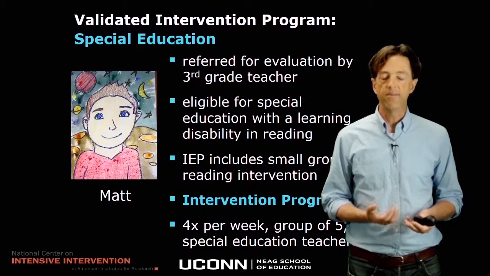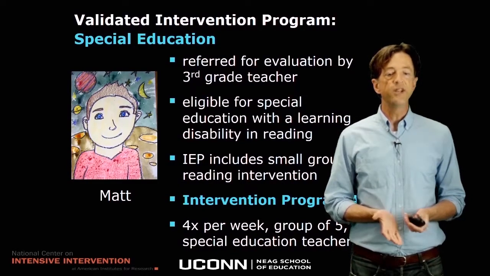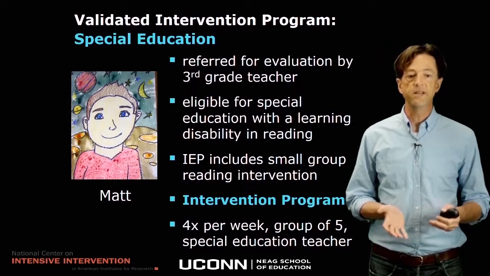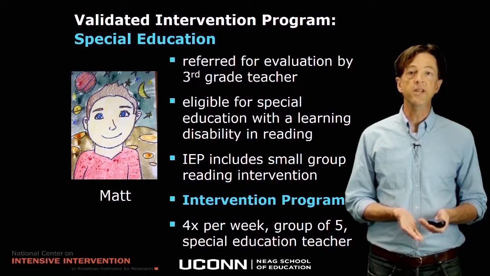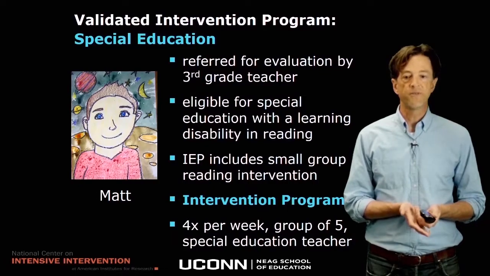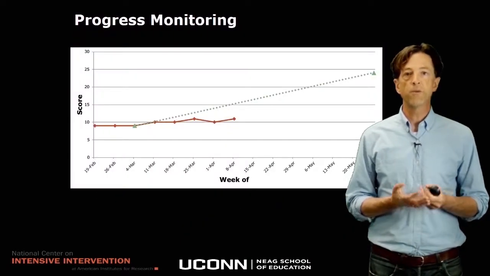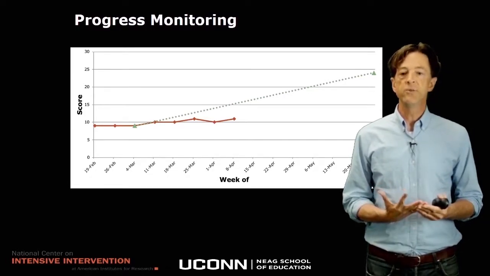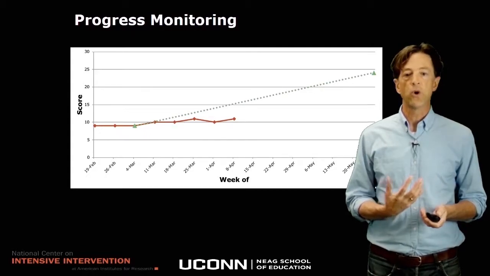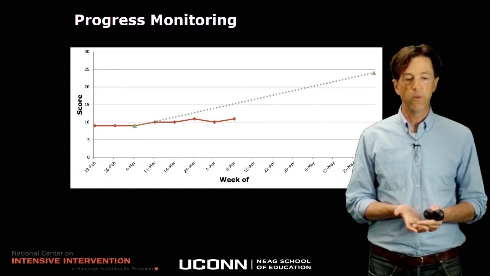So remember, Matt is a student who is receiving intervention in Intervention Program A. The team decided that that was an evidence-based intervention program that best met the needs for Matt. And he's receiving this 4 times a week in groups of 5 and delivered by the special education teacher. And remember, when we were progress monitoring him, these were the data that we saw, and based on our goal for growth in the intervention, we see that Matt isn't making the kind of progress that we want.